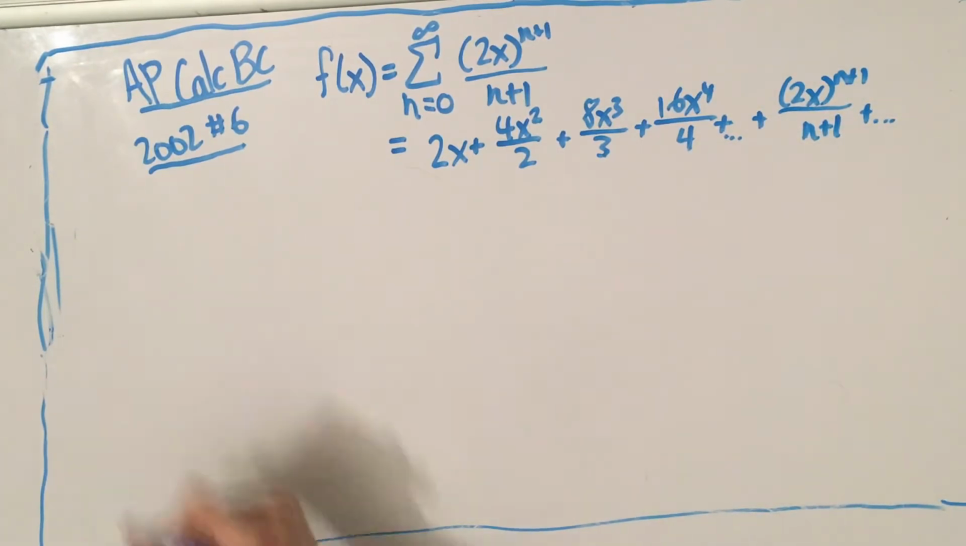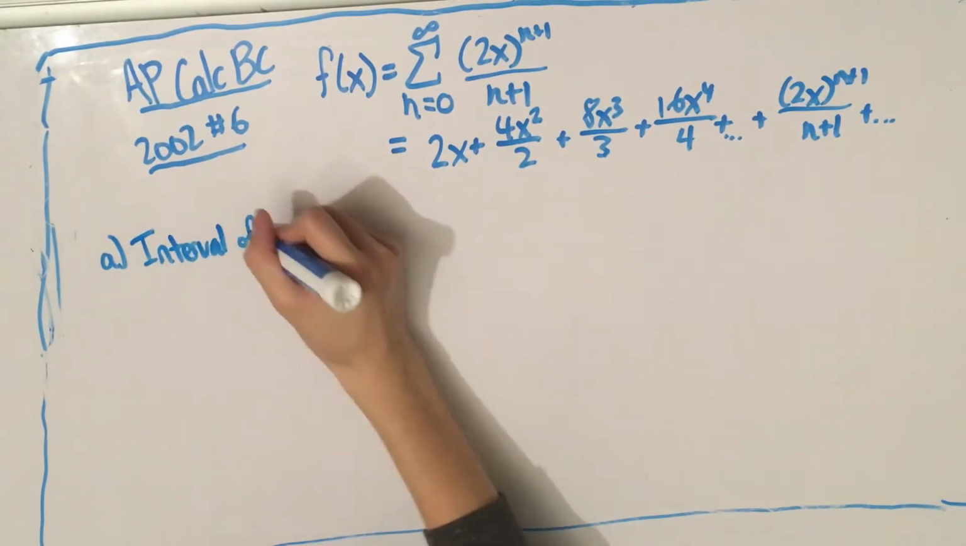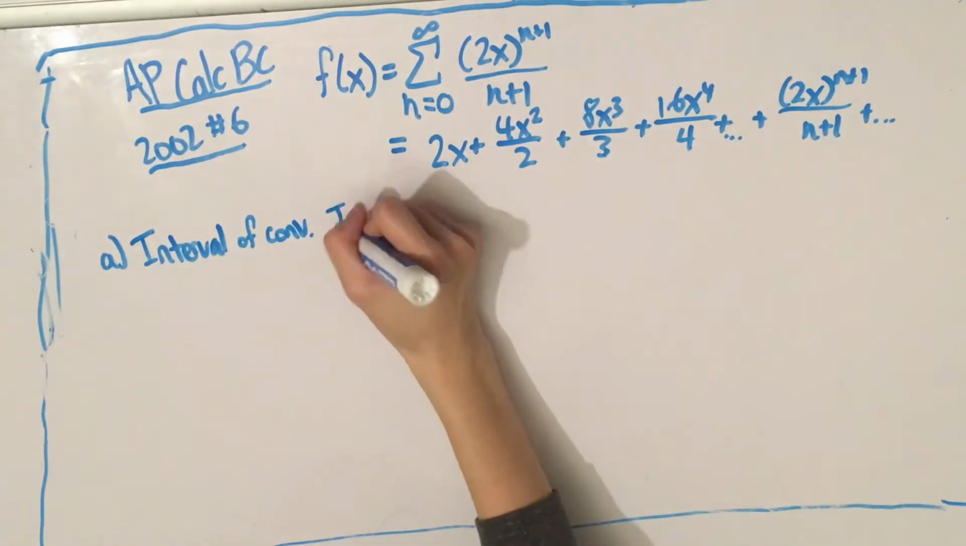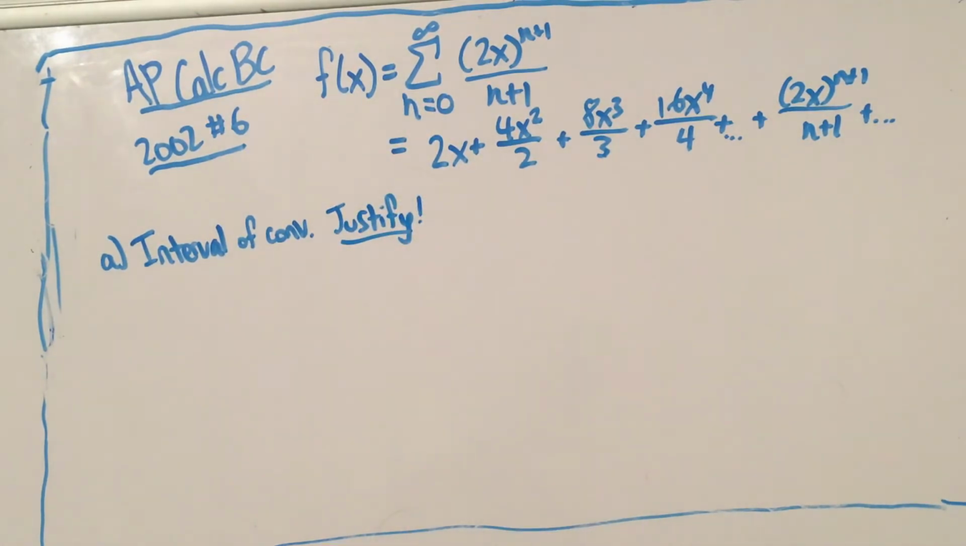Part A asks the following. Find the interval of convergence for the Maclaurin series of f and justify your answer. When they say justify your answer in this problem, they simply refer to explaining which series tests you have used to deduce convergence. More on that later. We begin with the ratio test, like most Taylor series.